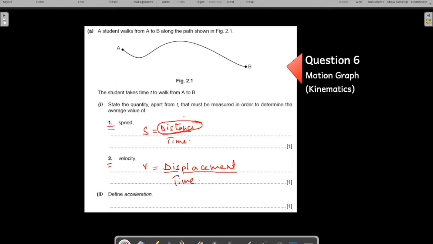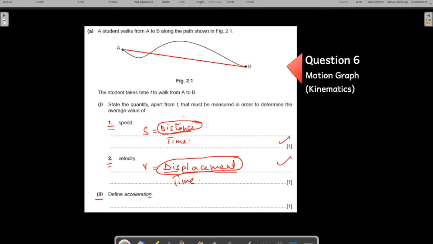What is displacement? Displacement is the straight line distance between A and B. You need to measure the length of this red line that you see on the screen. That's the displacement. Displacement is the straight line separation, the straight line distance between point A and B. Right? Simple and easy question. For the second part, your answer should be you need to measure displacement. That's it. 1 mark gained.